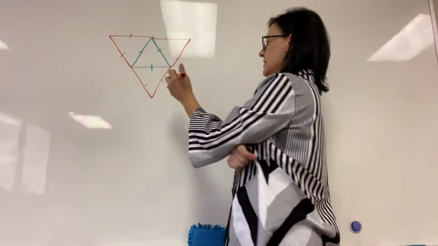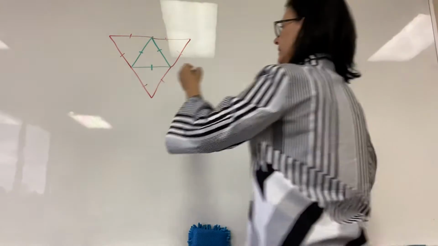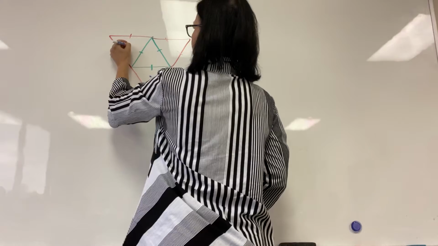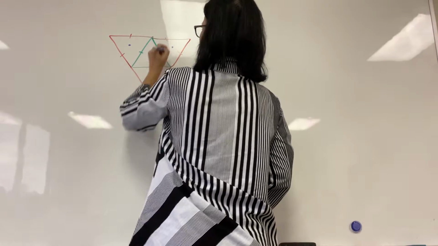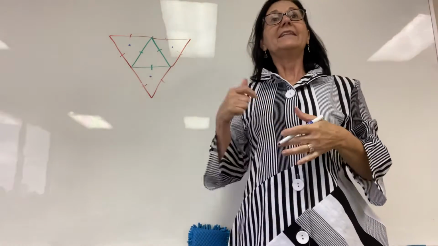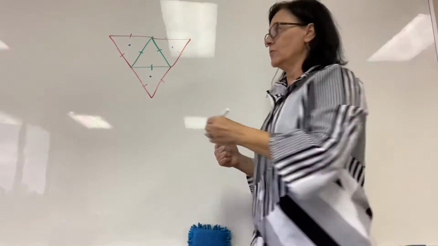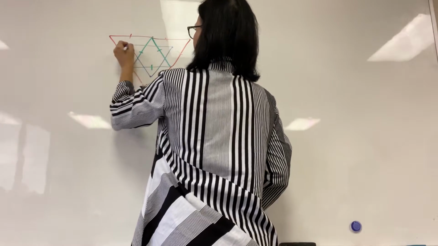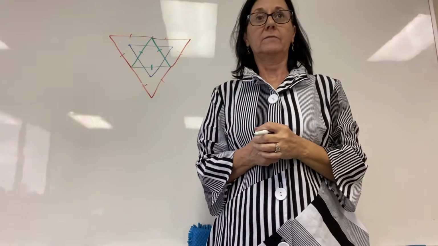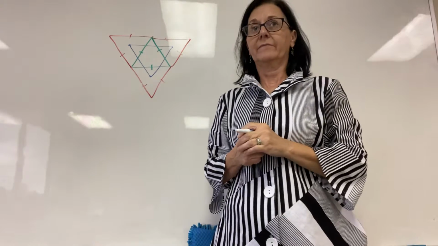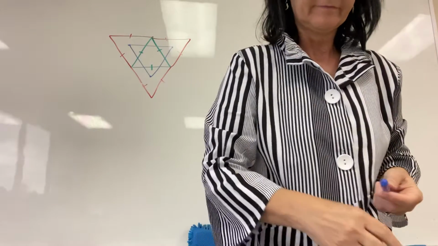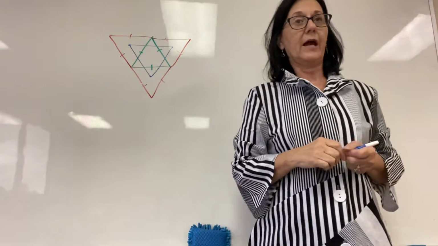So if we found the centroid, I'll use a different color, of every one of these new triangles, then the centers of the new triangles, if I draw lines, make another equilateral triangle. That's his discovery. And then from that, look on the next page, there are 2 other diagrams.